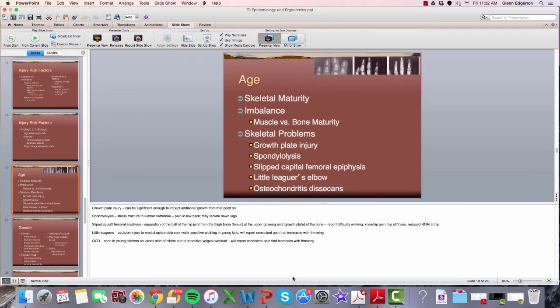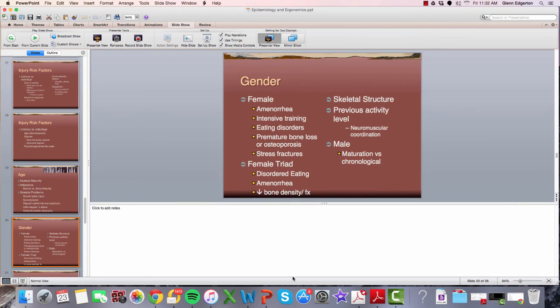And then osteochondritis dissecans, which is just fragments of cartilage or tissues in the joint itself. That's also known as joint mice. Can be seen a lot with adolescents who throw on the lateral side of the elbow because of the repetitive valgus stress that happens when they throw. And so you're getting a little bit more of breakdown on the lateral side of the elbow. And that can lead to problems. So they're not old enough to take on the demands of the sport that they're participating in.